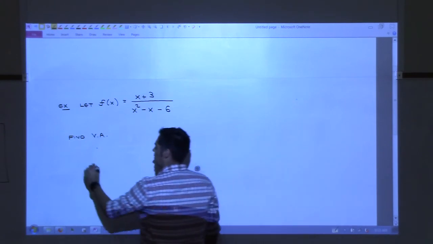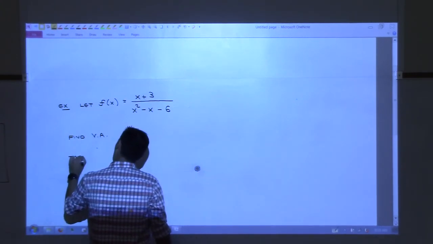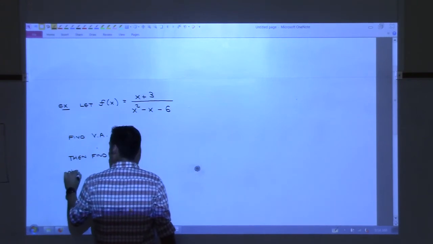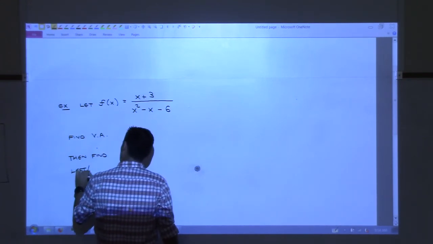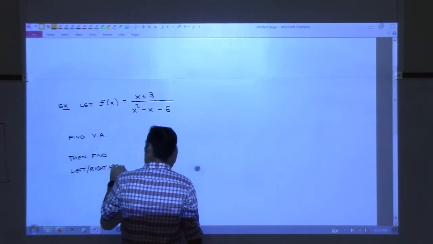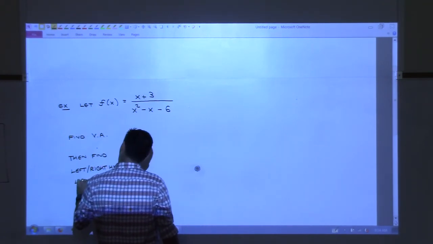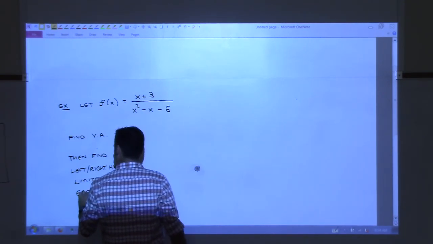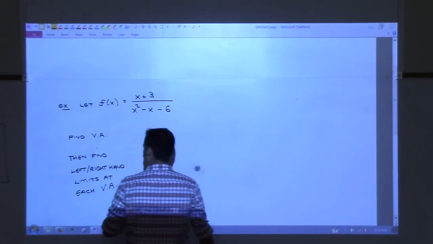And then find the left and the right hand limits at each vertical asymptote.